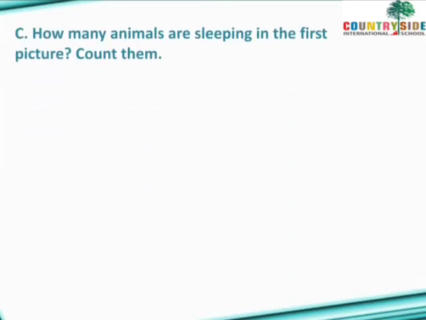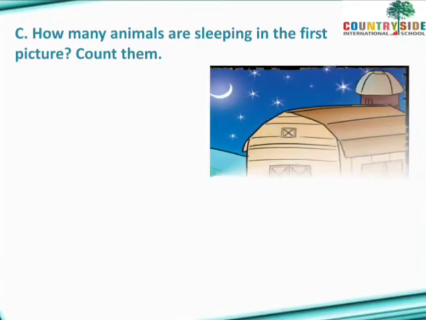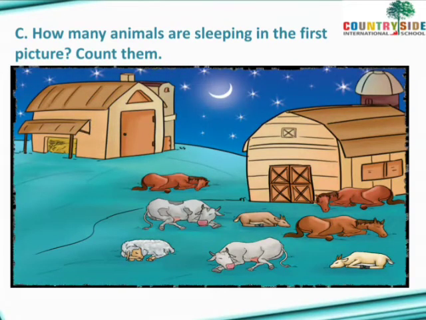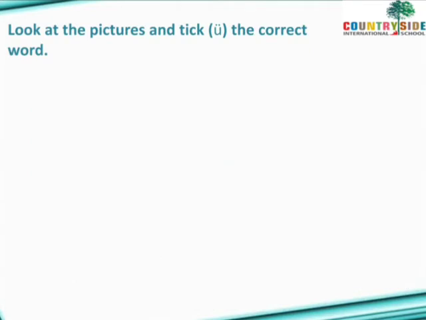Now, the third part of this worksheet is, see how many animals are sleeping in the first picture, count them. So the picture is given and you have to count the animals. So let us count together. 1, 2, 3, 4, 5, 6, 7, 8. So total how many animals were sleeping? Answer is 8. So wherever you find the space, you can write the answer over there. Right.